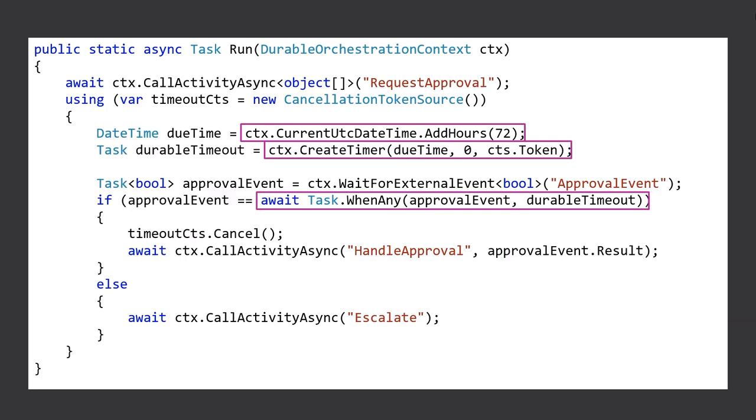But we're going to say, from now, I want you to add 72 hours because we're going to give Bob only 72 hours to respond. We're going to create a durable timeout here. We'll create a timer that will basically say, I want you to expire in 72 hours. And then finally, we're going to have the approval event. This approval event is what happens if Bob clicked on a link.